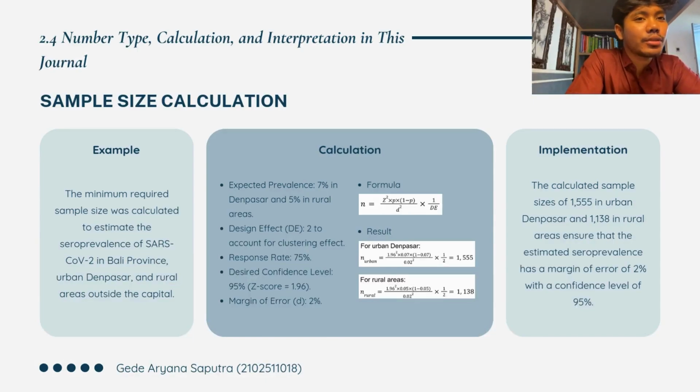My name is Gideon Saputra with last digit number 1, and I would like to answer the 4 questions. Based on our journal, there are 6 number types. The first one is sample size calculations, which is the minimum required sample size that was calculated to estimate the seroprevalence of SARS-CoV-2 in Bali province.